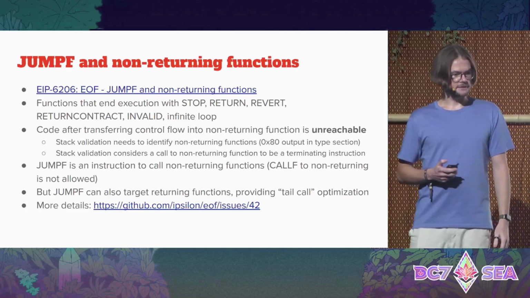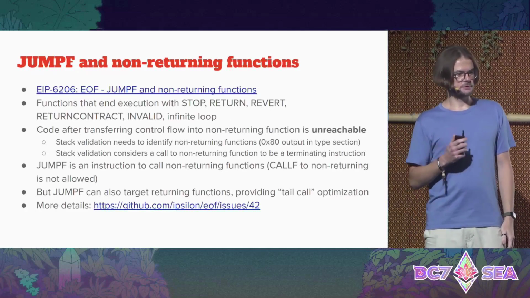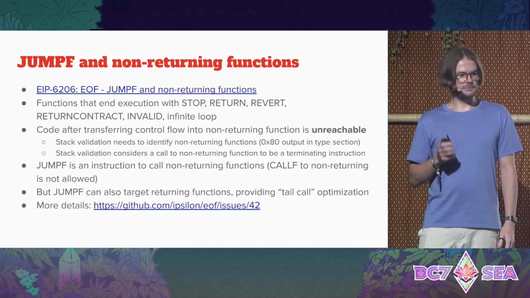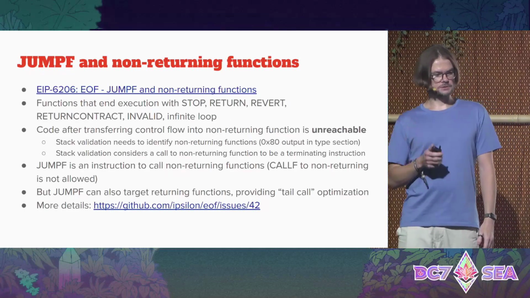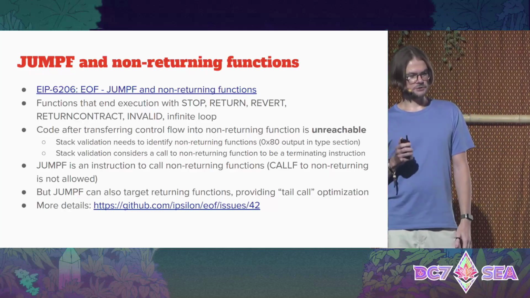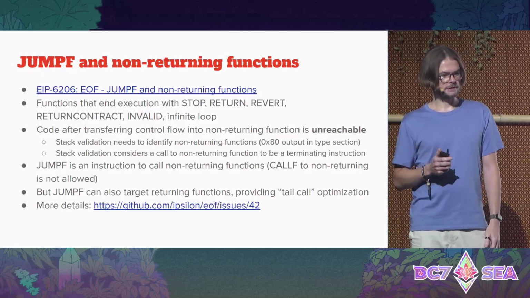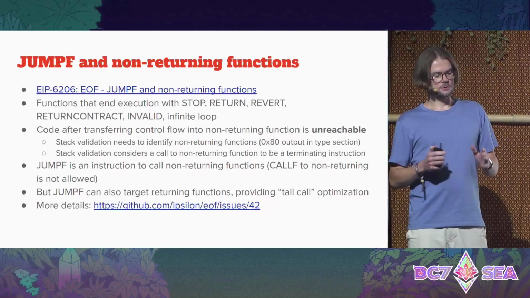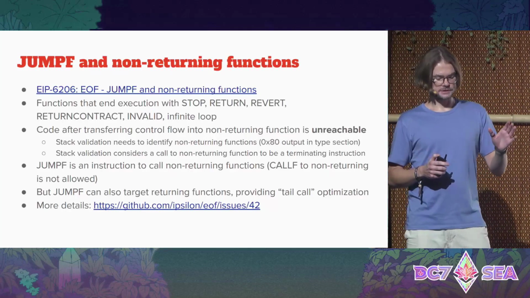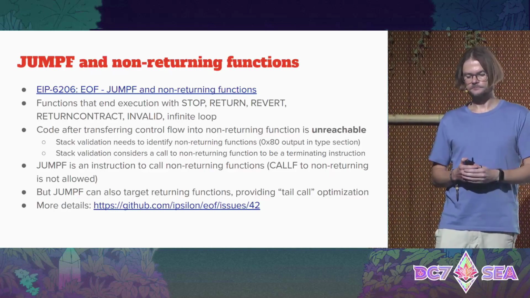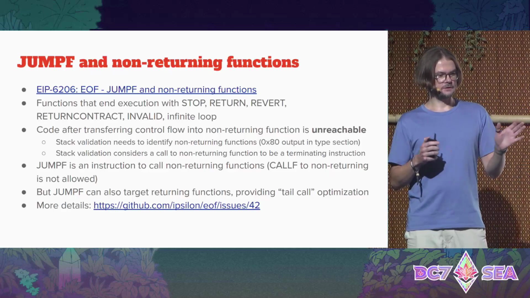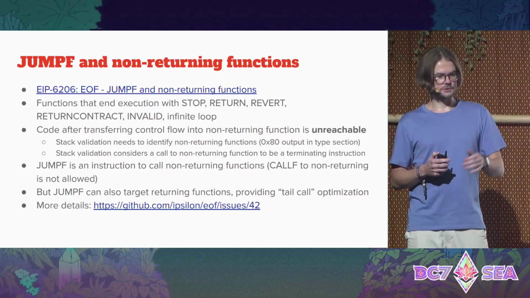And one final thing that I wanted to mention is non-returning functions and jump F. These are defined in their own EIP, but they are closely related to stack validation and partially motivated by stack validation, I would say. So non-returning functions are those that do not return control back to a caller. They do not execute the retf instruction. Or you could think of them as functions that end entire contract execution with instructions like stop, return, revert, etc.